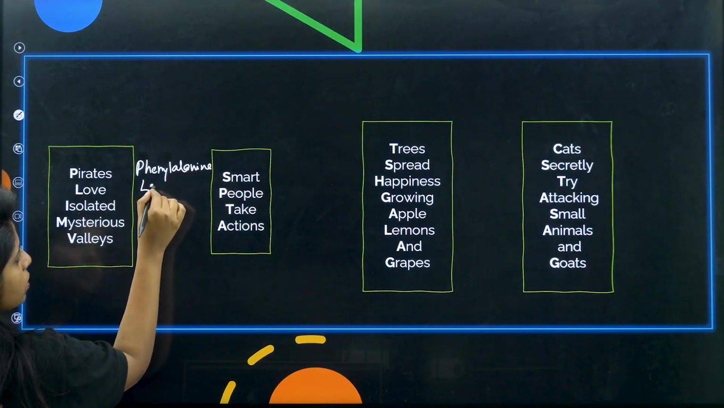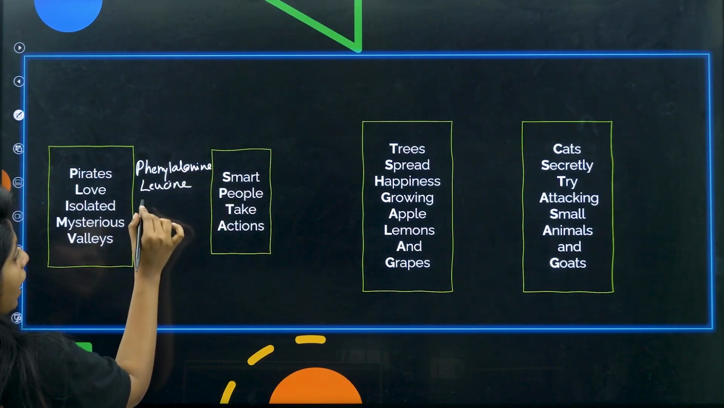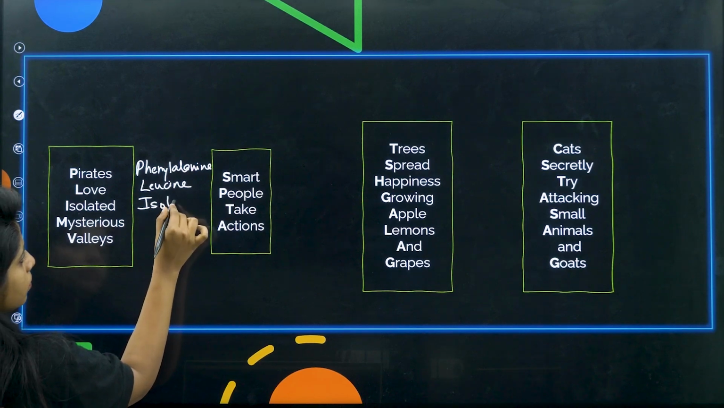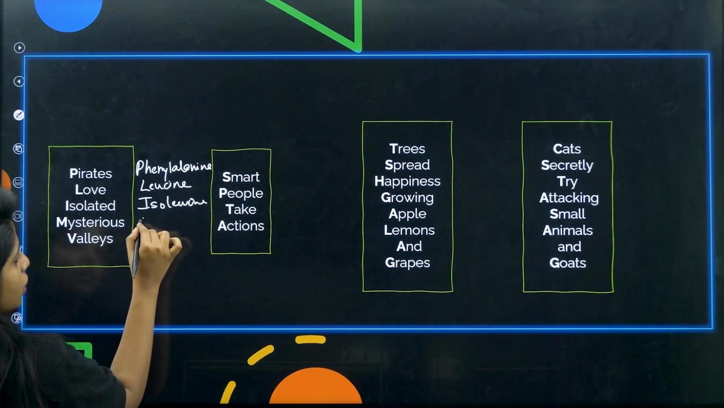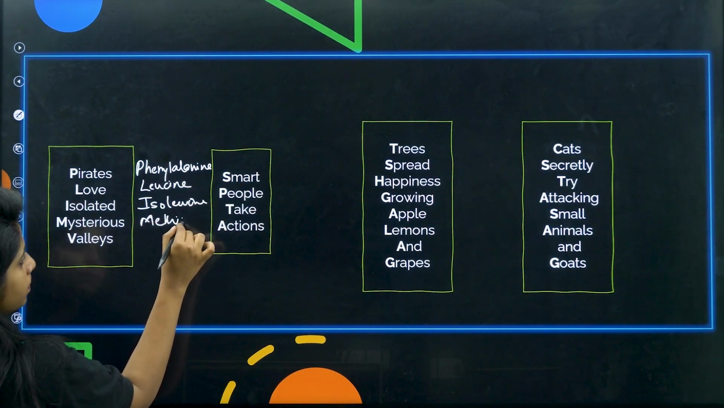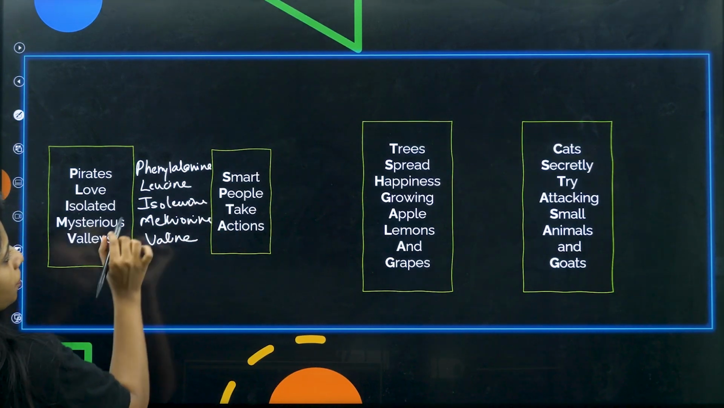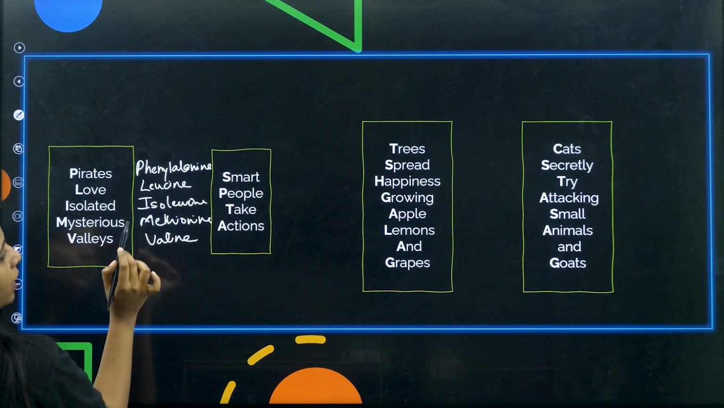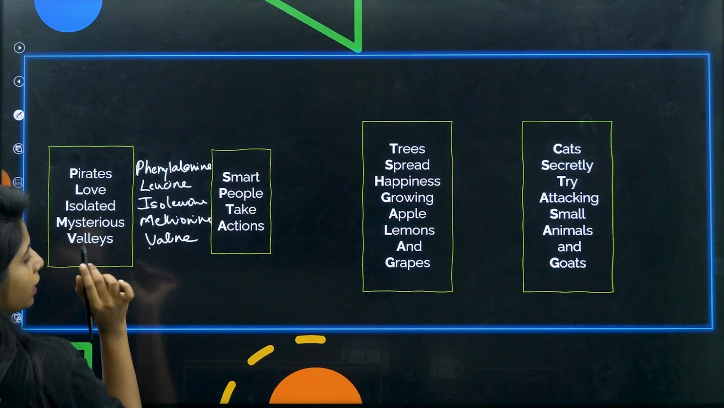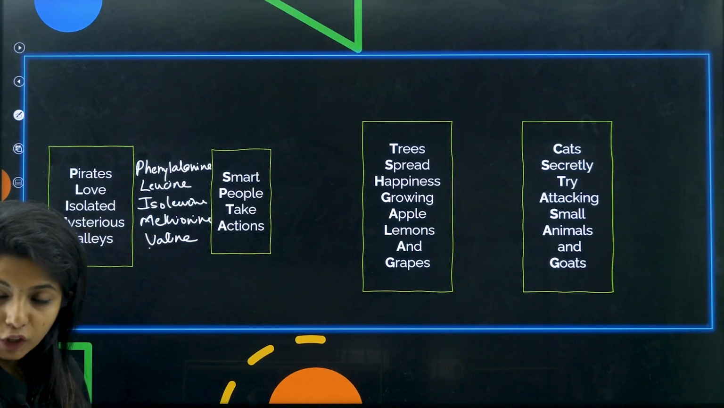L stands for leucine, I stands for isoleucine, M stands for methionine, and V stands for valine. So, pirates love isolated mysterious valleys. Okay? Will you be able to remember it?